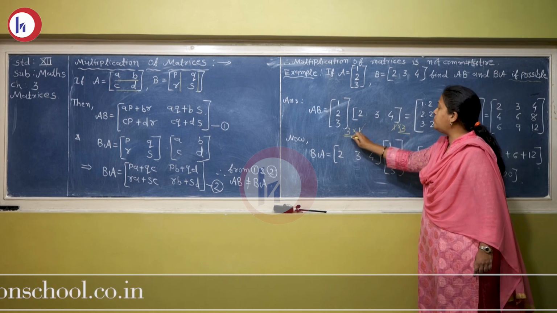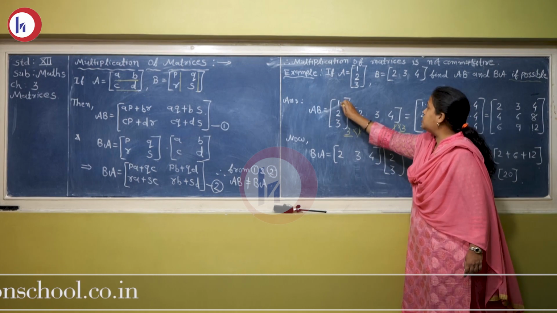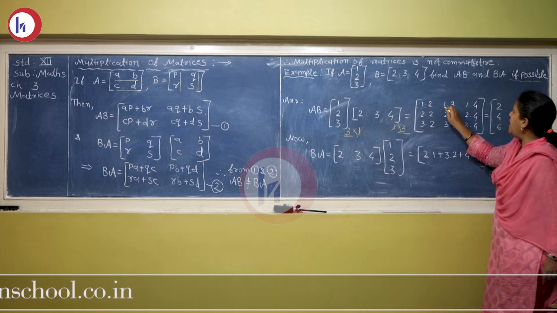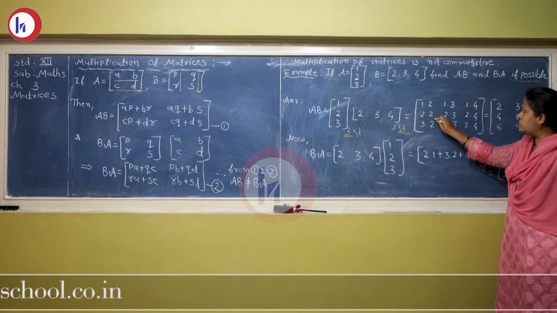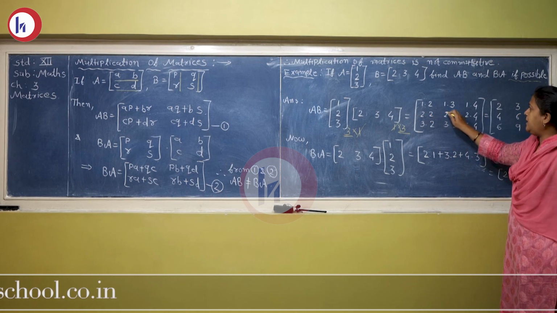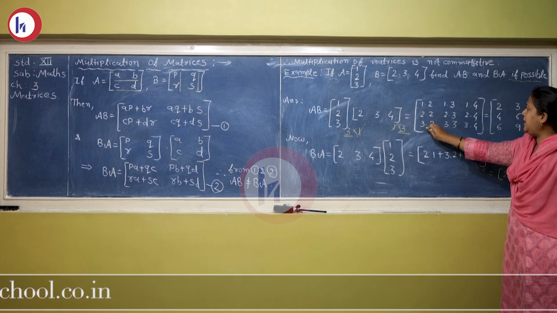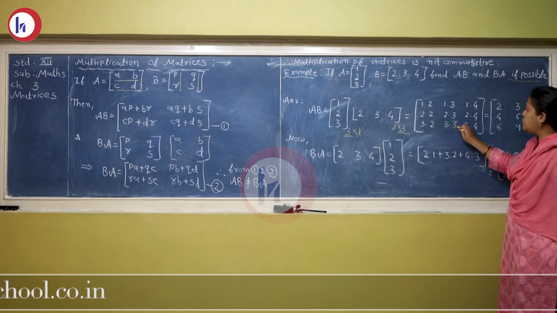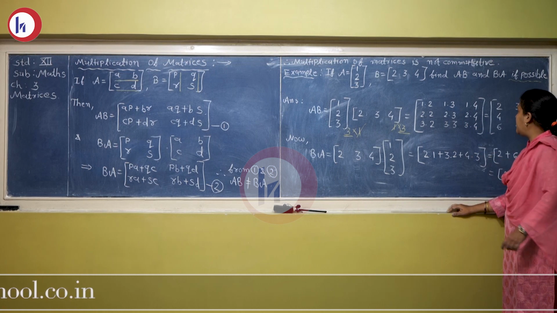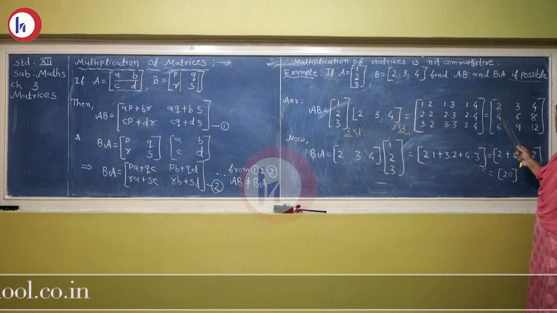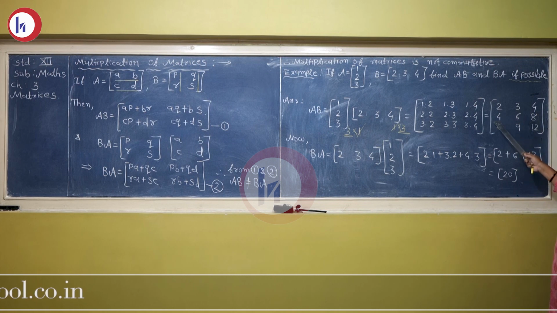Let us see how to multiply these matrices. That is 1 into 2, 1 into 3, 1 into 4. Then 2 into 2, 2 into 3, 2 into 4. 3 into 2, 3 into 3 and 3 into 4. So your final answer becomes 2, 3, 4, 4, 6, 8, 6, 9, 12.